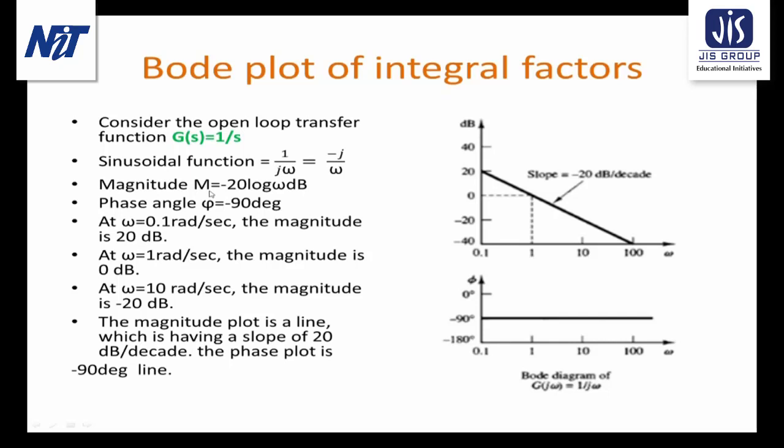And for the phase angle, the phase angle is minus 90 degree for a single pole. So it will be minus n into 90 degree. So for two poles at origin, the angle will be minus 2 into 90, that is minus 180 degree. If the power of s is equal to 3, it will be minus 3 into 90, that is minus 270 degree, and so on. So if we can draw the Bode plot of a single integral factor, then by multiplying it with n, that is for multiple poles at origin, we can easily find the Bode plot.